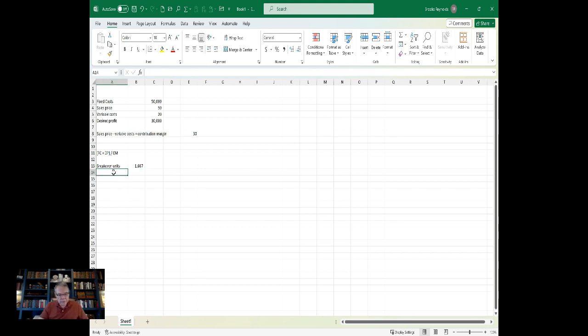Our break even in sales is simply this number multiplied by the sales price of $50. Something went wrong here, so we're going to multiply this times 50. All right, so our break-even units is 1,667. Our break-even sales is 83,333.